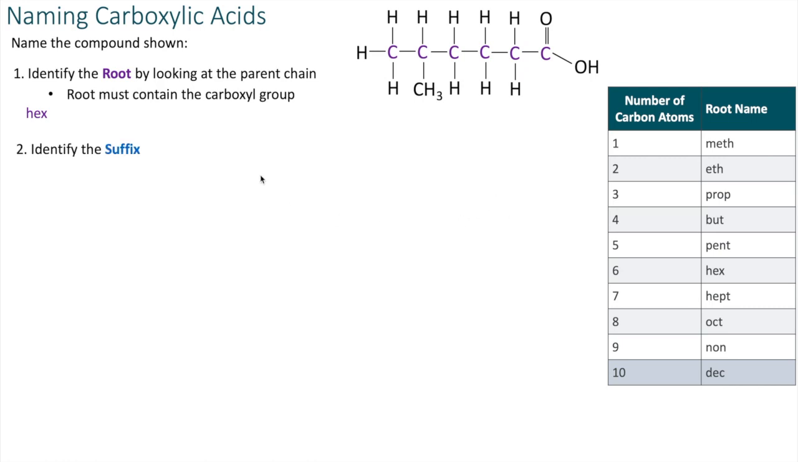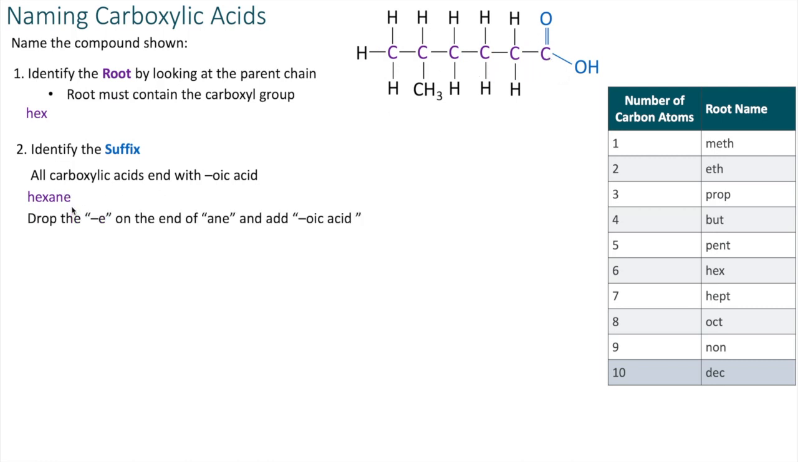Now I have to identify what the suffix is, and all carboxylic acids end with oic acid. So what I do is, if I pretended this was just an alkane, it's hexane, I drop the E at the end of the ane and add oic acid. So this becomes hexanoic acid.